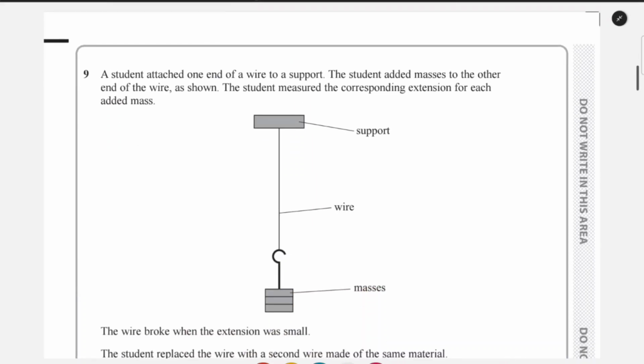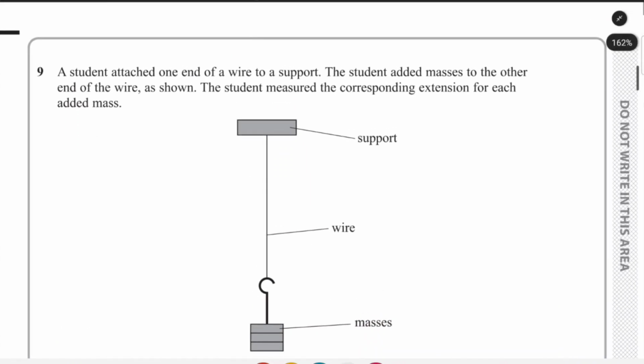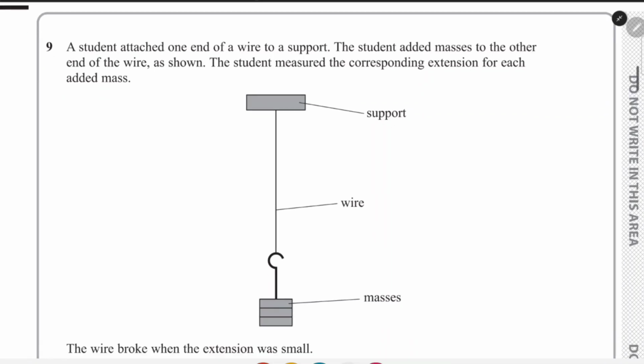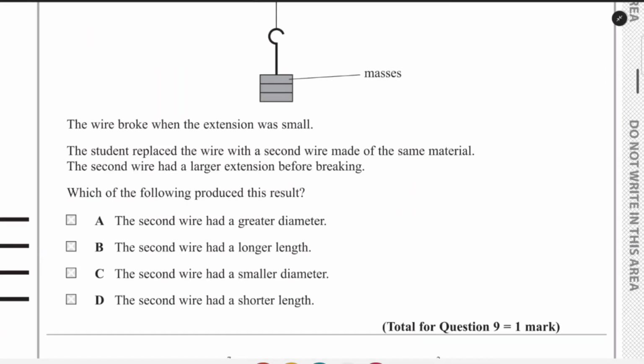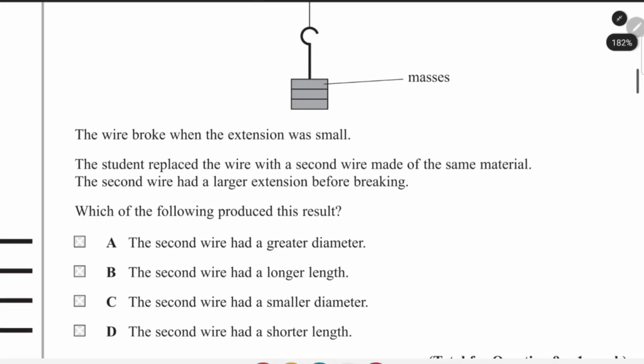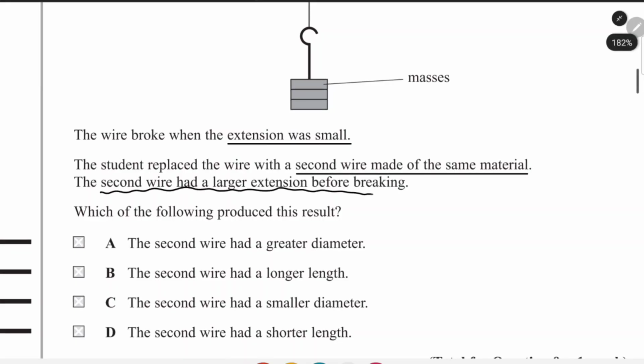In question 9, we have one end of a wire connected to a mass and the other to a support. And we have a student measuring the corresponding extension for each added mass. We are told that the wire broke when the extension was small and then it was replaced with a second wire made of the same material, and the second wire had a larger extension before breaking.